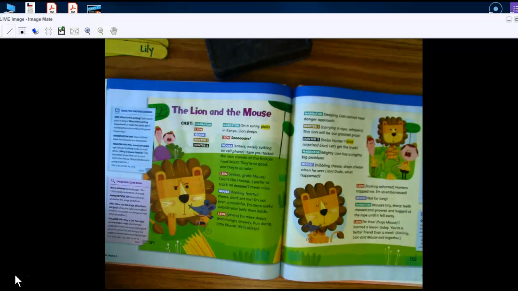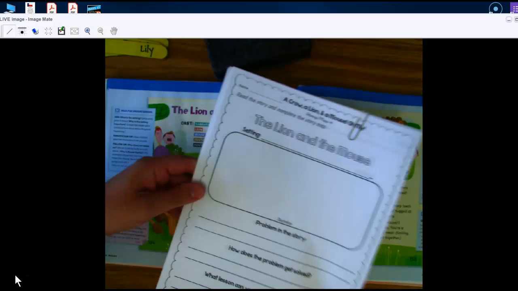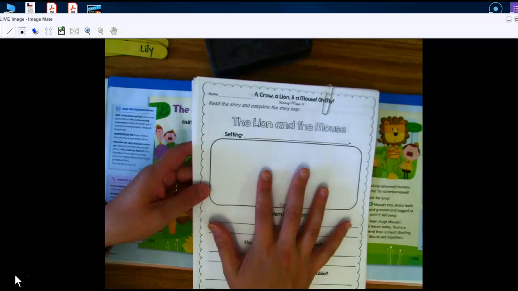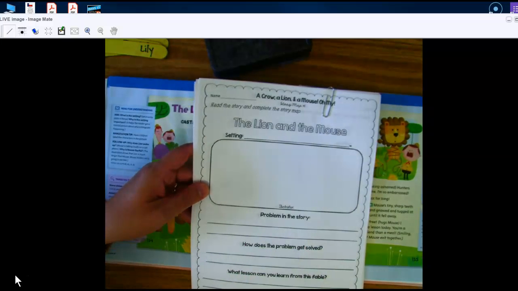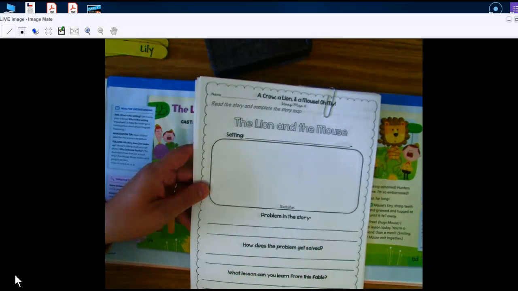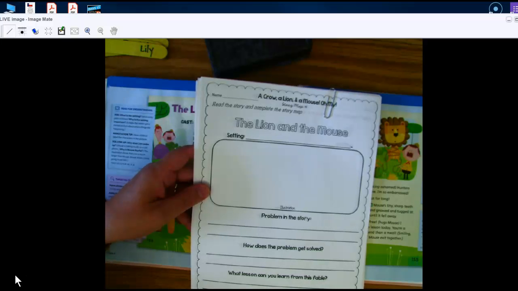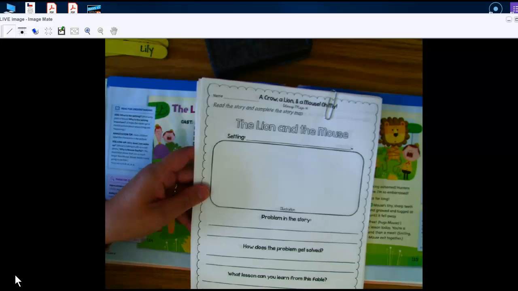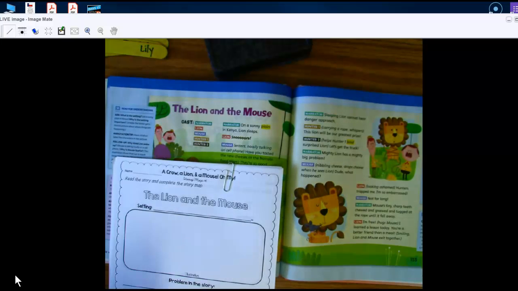So what we're going to do is I've got a two-sided worksheet. We're not going to do the crow in the picture today. We're going to do that tomorrow. So right here, we're going to do this one. And I've told you that all stories have a particular structure. In the beginning, we find out what the problem is. In the middle, we see how they try to solve the problem. And at the end, they solve the problem. So we're going to talk about the structure of this play or this drama.